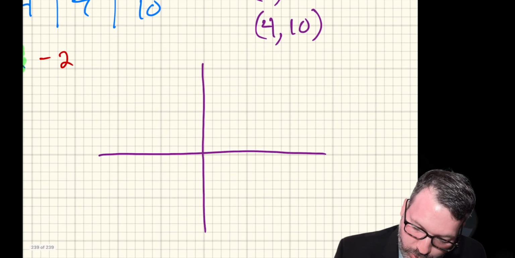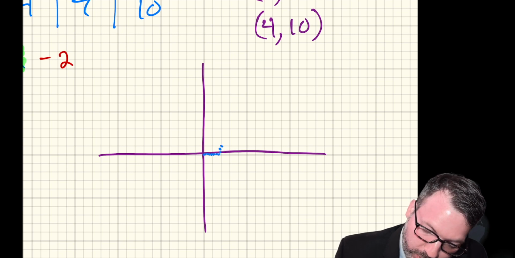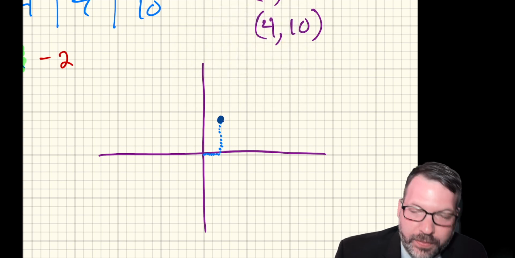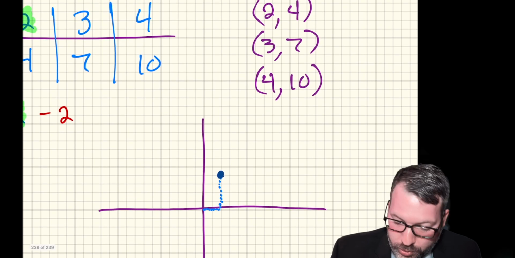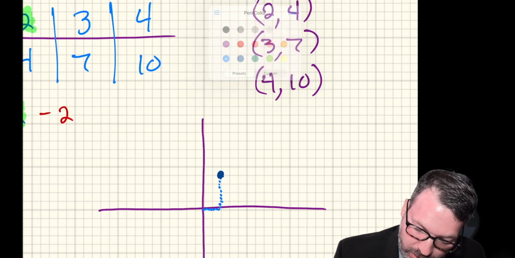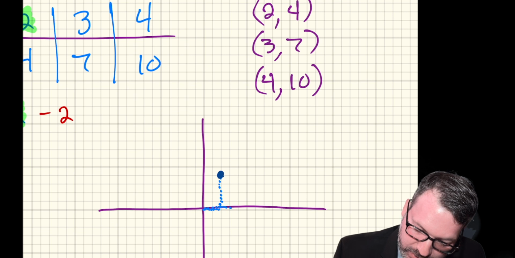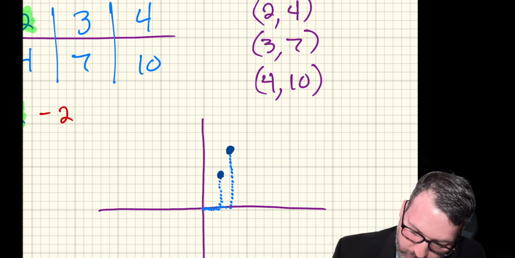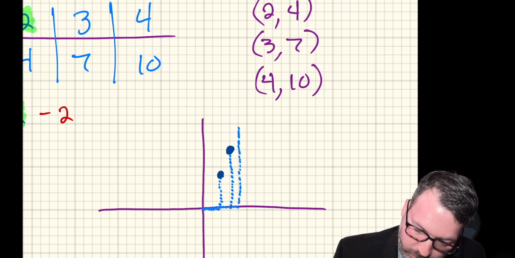So (2, 4) means I'm going to move 2 units over on the x-axis, and then 4 units up on the y-axis, and then I'm going to put a big dot there. And then (3, 7), I'm going to try and do the same thing. 3 units over on my x-axis, 7 units up on my y-axis, and then I'm going to put a big dot there. One more time for (4, 10): 4 units over on the x-axis, 10 units up, all the way up to 10, and I put a big dot there.